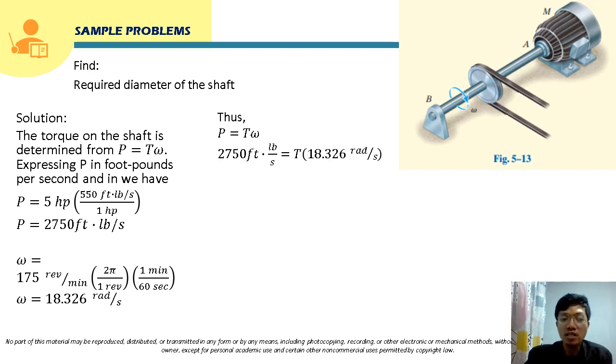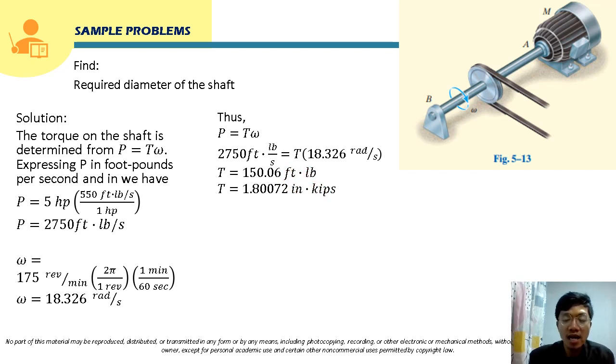So, substituting the values for P, that will be 2,750 equal to the torque T times omega, which is 18.326. From here, we can now solve for the torque, and the value of torque is 150.06 feet pound. Class, we can also rewrite this torque in inches kips, so this will be 1.80072 kips inch if we convert this feet pound to kips inch.